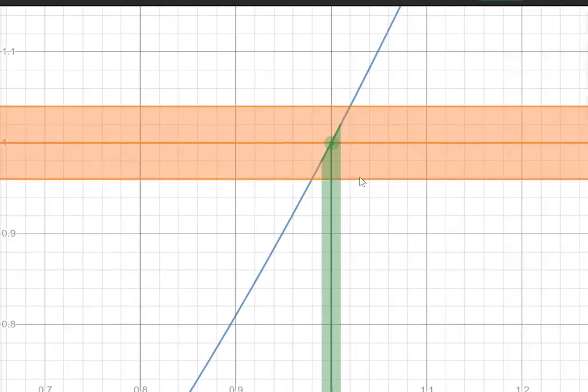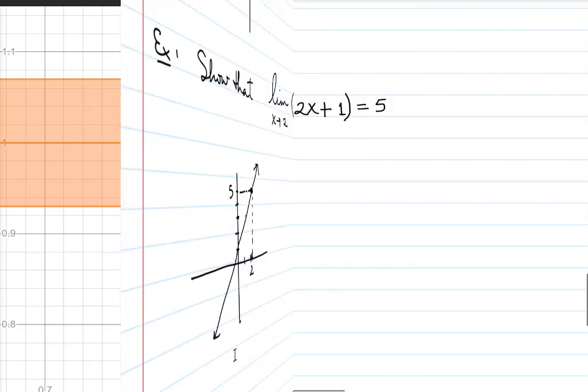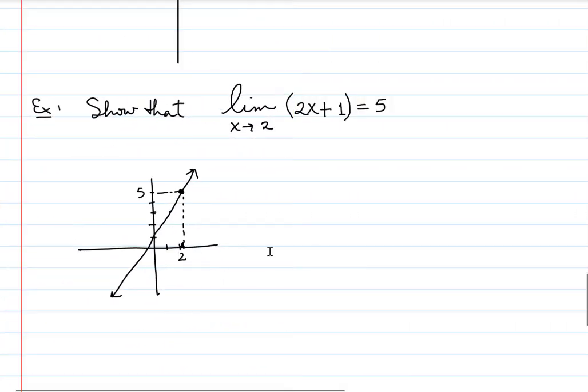Because if you remember in the simulation, I can make this epsilon as big or as small as I want, but I'll also have to adjust my delta to be able to make it work. So then how do we do that? For all epsilon, the way we prove this is we start by initiating epsilon here and saying let epsilon be greater than 0. And we're going to work backwards here.